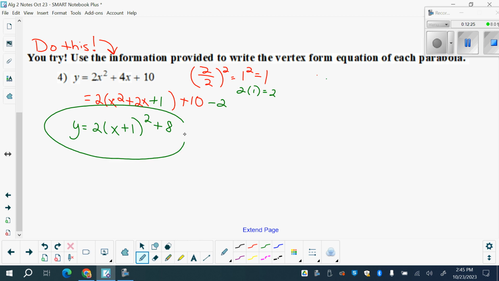What's the plus mean? Because it's a positive 10 minus 2. Just a plus. Okay, any questions on that?